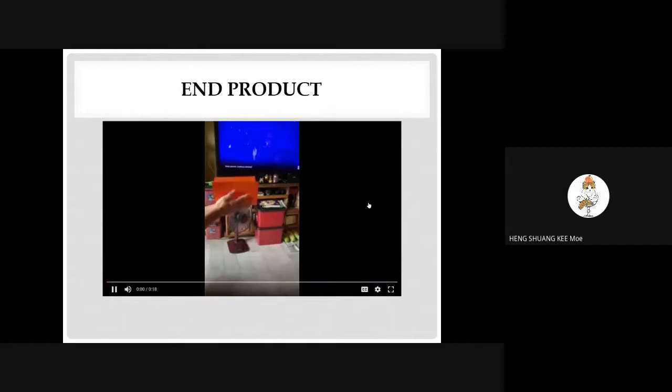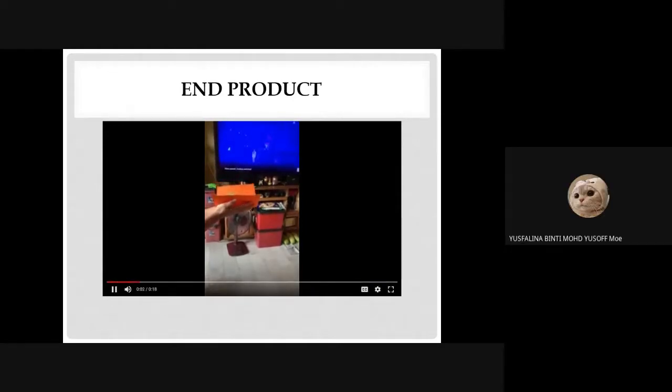And this is the video that I've shown just now. Okay, I want to see the video again. As you can see, it flies. And it falls down because my paper was there.